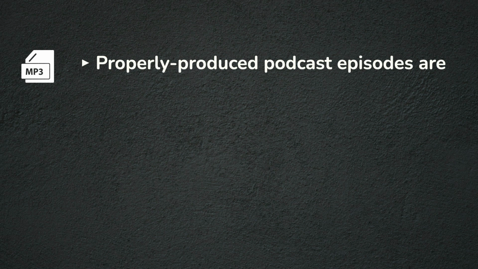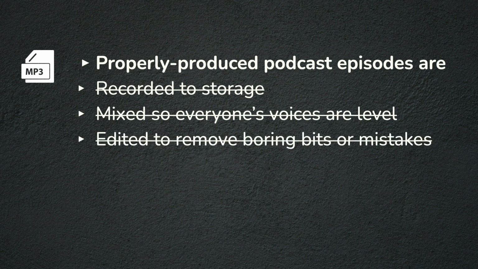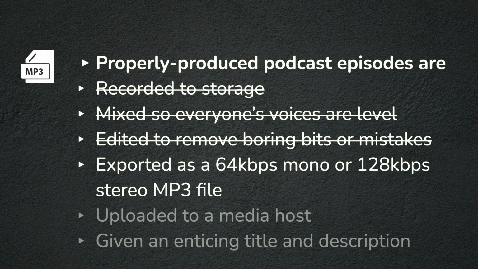So as we've already covered, properly produced podcast episodes are recorded to some sort of storage. They are mixed so everyone's voices are level. They are edited to remove the boring bits or the mistakes, and they are exported as a 64 kilobit per second mono or a 128 kilobits per second stereo MP3 file. Goodness me. What's all of that mean?